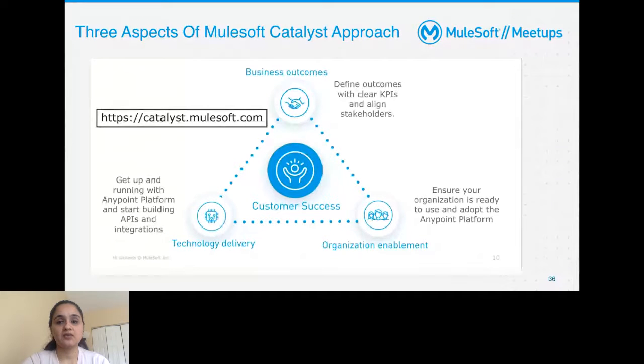So first is the business outcome. In this first aspect, they define the outcomes with clear key performance indicators and also align the stakeholders. In the technology delivery, they just get up and running the Anypoint platform. They establish the MuleSoft Anypoint platform and start building the APIs and integration for the different projects. They convert their projects' existing architecture into API-led architecture, and they build the APIs. And the third one is the organization enablement, to ensure the organization is ready to use and adopt the Anypoint platform.